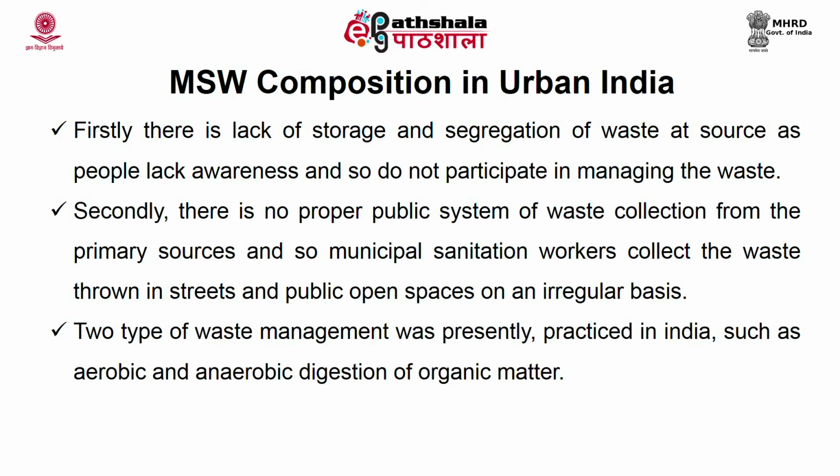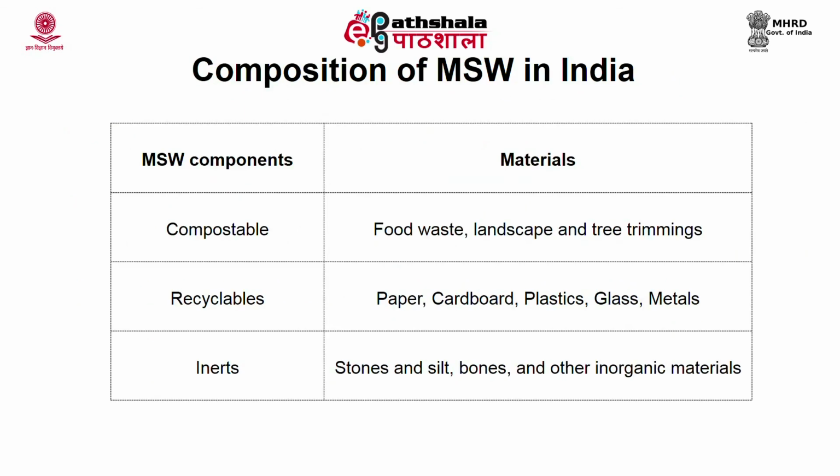Two types of waste management are presently practiced in India, such as aerobic and anaerobic digestion of organic matter. This table will provide the composition of municipal solid waste in India. If you see the compostable, which originates from the food waste, landscape and tree trimmings. Recyclables, which are paper, cardboard, plastic, glass and metals. Inerts, which come from stone and silt, bones and other inorganic material. The construction and demolition debris also are included under inert waste.